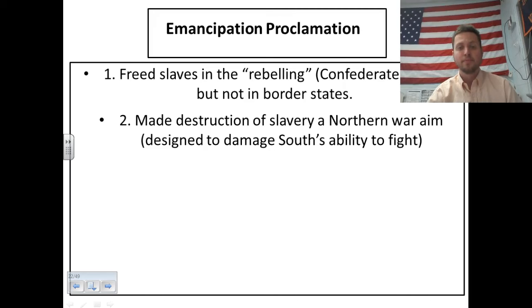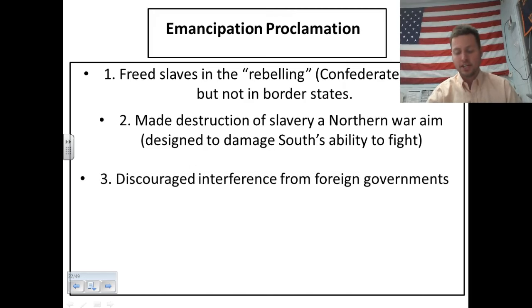Okay? 3, discourage interference from foreign governments. The Emancipation Proclamation makes freeing slaves a war cause. So why would Great Britain want to get involved and look bad for being in support of a nation with slavery, right? Makes the war more icky for Great Britain to get involved in.